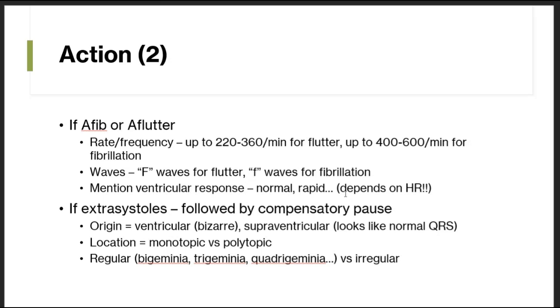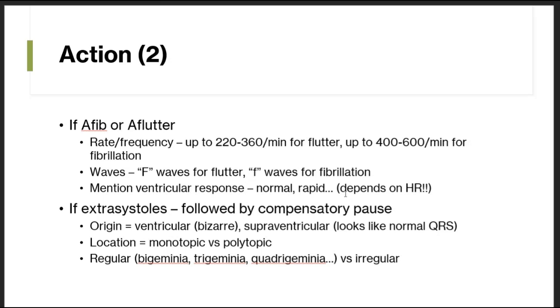As for the location of the extrasystoles, you have to mention whether it's monotopic or polytopic. If the extrasystoles are monomorphic, like the morphology is identical, then they're most probably monotopic. But most commonly, it is polytopic in the sense that they are from different origins. The QRS complexes look different. And then the extrasystole can also be regular or irregular.